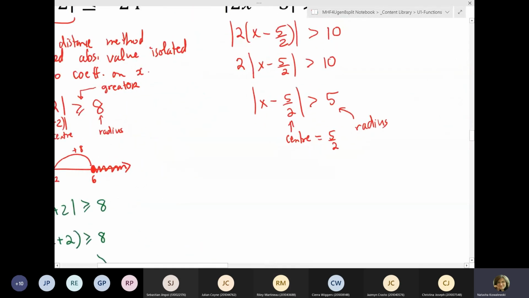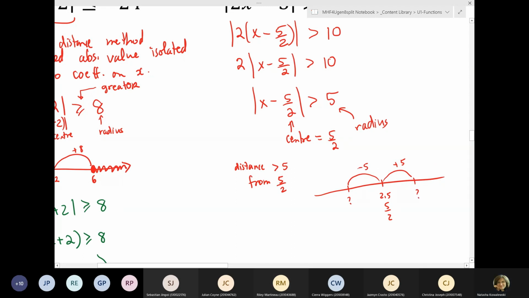So the sentence here, if you're thinking about distances, we're looking for all the numbers that we're going to shade, which are distance greater than 5 from not 0, but from the center 5/2 or 2.5. So let's draw. 2.5 is my 5/2 fraction. I want to be a distance of 5 from this. So +5 here, -5 here. Can someone tell me what these numbers would be first before I start shading? You can give me decimals if you wish. -2.5 and 7.5.